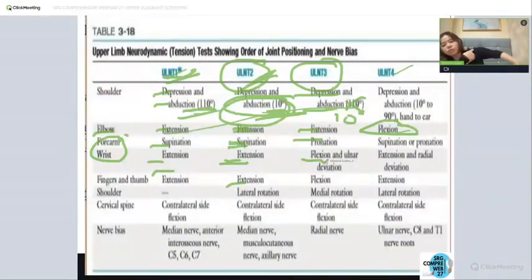Now your ULTT4 is the easiest to memorize because ULTT4, nag-iisa siyang may elbow flexion. The forearm is either supination or pronation, and yung tinatawag natin na wrist is actually in extension. So parang your waiter's deformity. Okay? So this is your ULTT4. Again, ULTT1, baba, ULTT2, ikot 3, and this is 4.